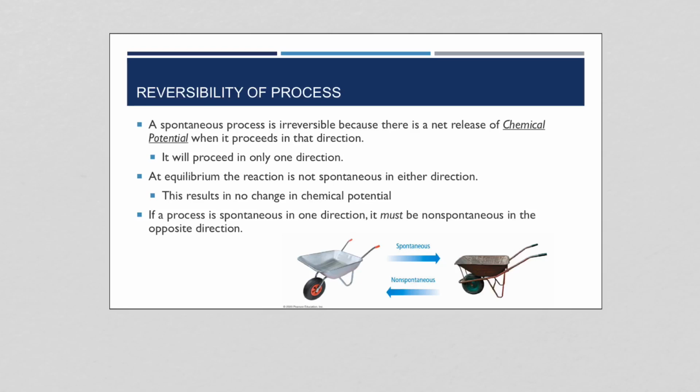So again, if a process is spontaneous in one direction, it has to be, quote, non-spontaneous in the opposite direction. For example, we can look at the rusting of iron, right? We have that nice shiny iron, steel wheelbarrow. If we leave it out in the environment, it will rust. That is spontaneous. That will occur without us doing anything. The opposite, that rusty wheelbarrow going back to the unrusted wheelbarrow, is non-spontaneous. That will not occur without some sort of outside interference.